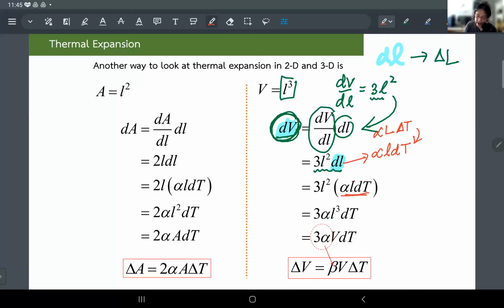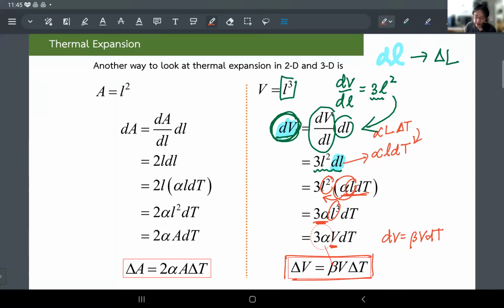I'm just going to leave that alpha L in the front term. Take the 3 alpha L squared, multiply with the L, and you get L cubed over here. But the L cubed is your original V, so you get back to the same expression. If you take this expression, it works even better because it's the differential change of the volume when the temperature changes by a tiny bit. It's going to expand by beta V dt.